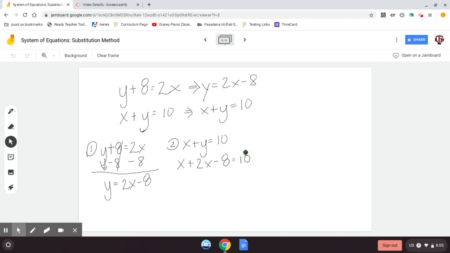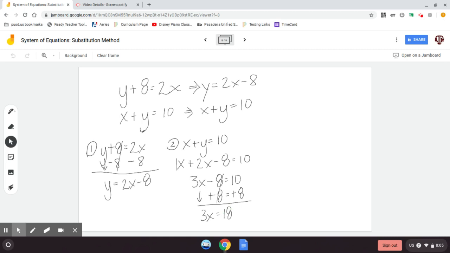Okay? And we know x is the same as 1x. 1x plus 2x is 3x. Minus 8 equals 10. So we need to get the x variable by itself. I see a minus 8. So to get rid of it, I add. But if I add 8 to one side, I have to add 8 to the other. I bring down my 3x. My 8's cancel, and 10 plus 8 is 18.